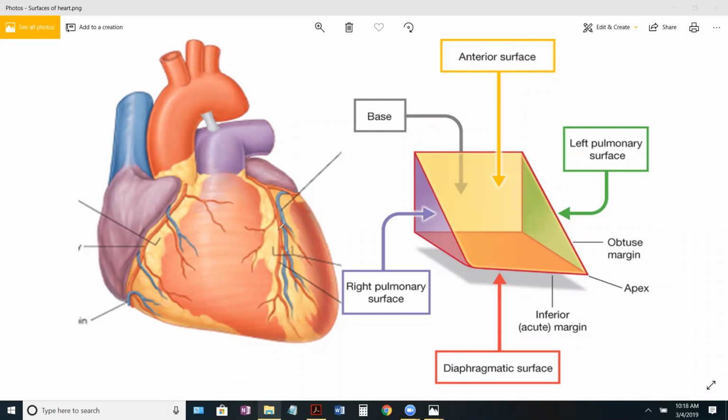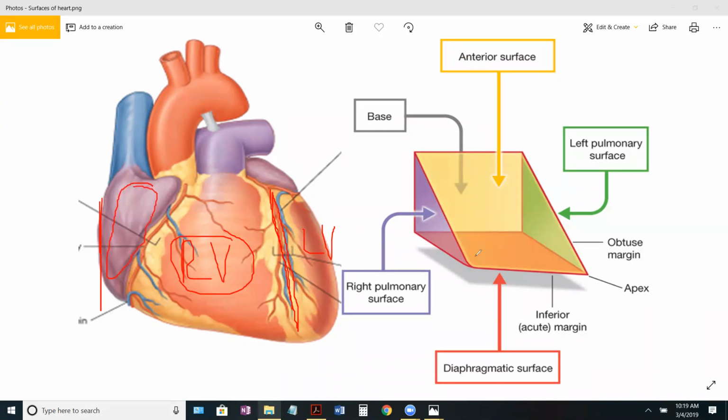Okay, why? Because this is the groove that is separating the right ventricle from the left ventricle, and we can clearly see that the right ventricle is mainly making the anterior surface of the heart. Another important thing is that this is the right border of the heart, and the right border of the heart you can clearly see is made by this right atrium.